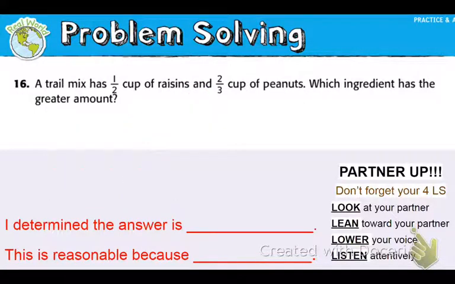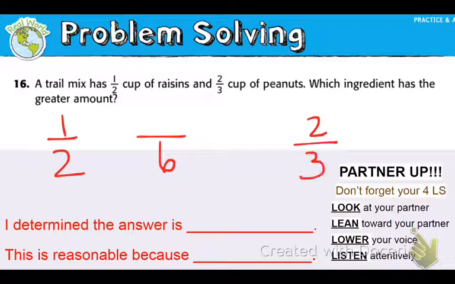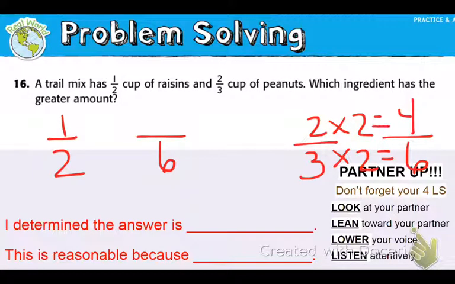Now that I know they both share 6, I can create a fraction that's equal to 1/2 using 6 as my denominator, and a fraction equal to 2/3 using 6. 3 times 2 equals 6. 1 times 3 is 3. 3 times 2 equals 6, 2 times 2 equals 4. 2 times 3 is 6, and 1 times 3 is 3.